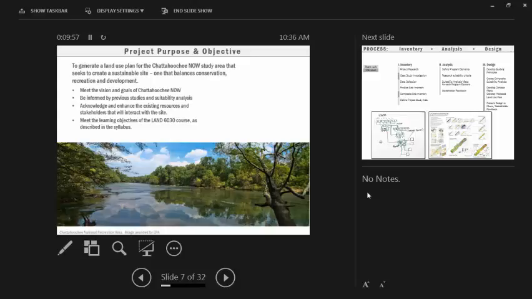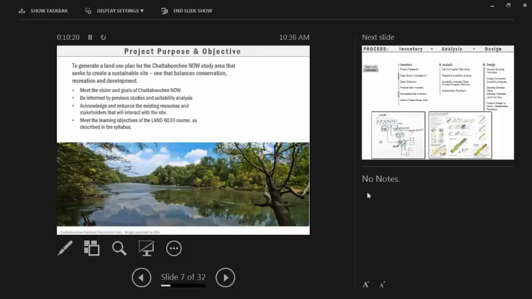Part of that was research. We need to understand everything else that had been done in terms of previous studies and research, generate a suitability analysis for land planning, and then, of course, acknowledge and engage all the stakeholders, which Chattahoochee Now was handling most of, and we were able to just benefit from their efforts.